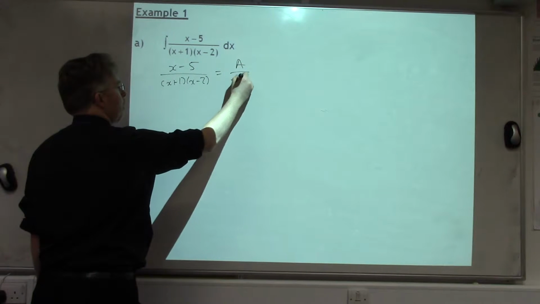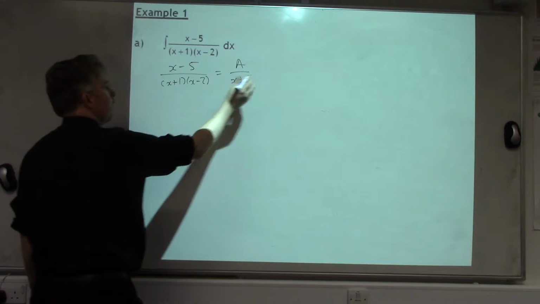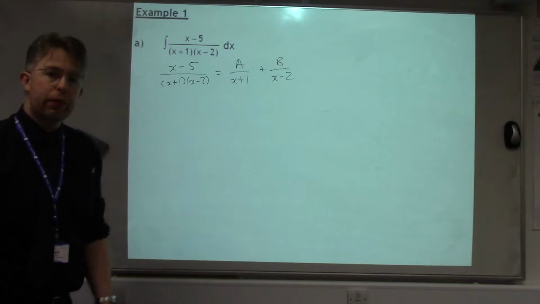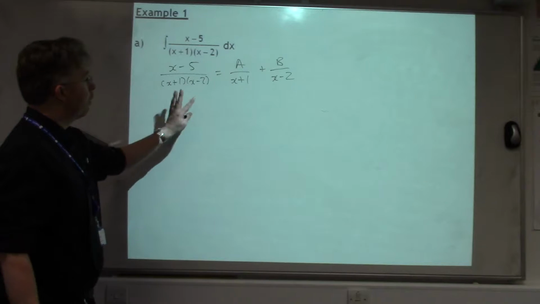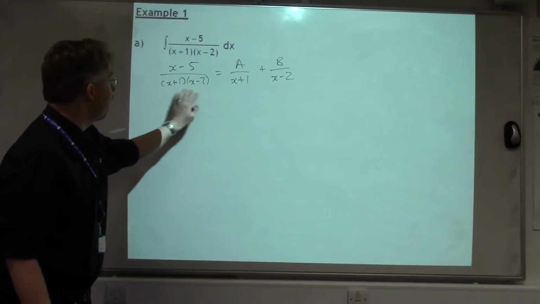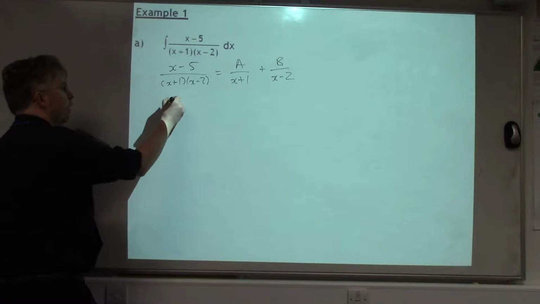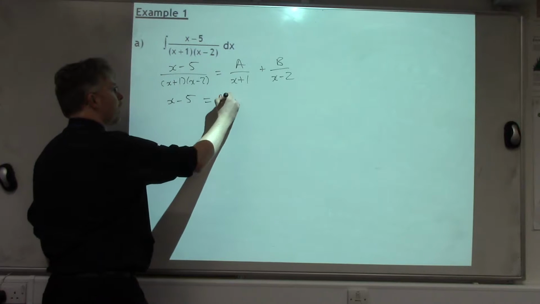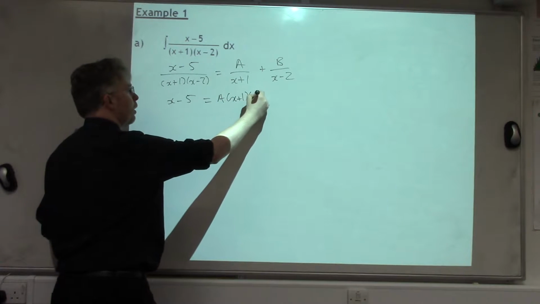A over x plus 1 plus B over x minus 2. Now, to create an identity to allow us to solve, we multiply everything through by the denominator. So the left hand side just becomes x minus 5. The right hand side will be able to get some cancelling.